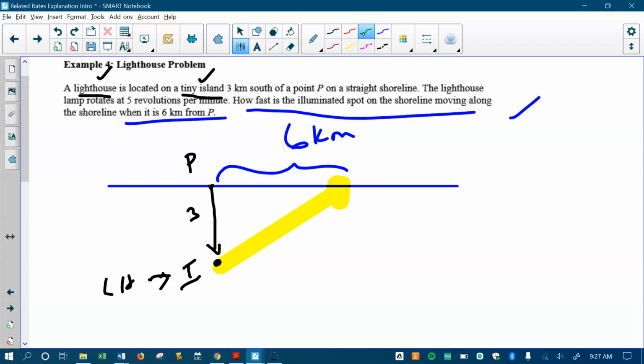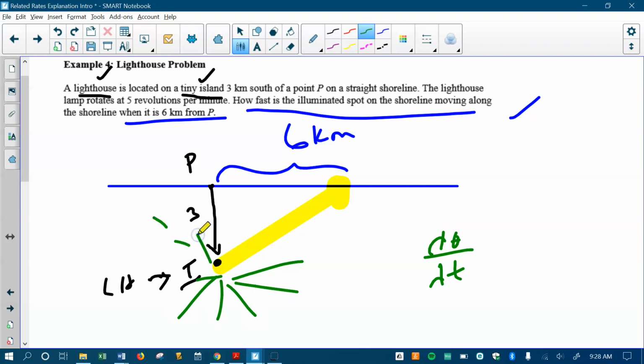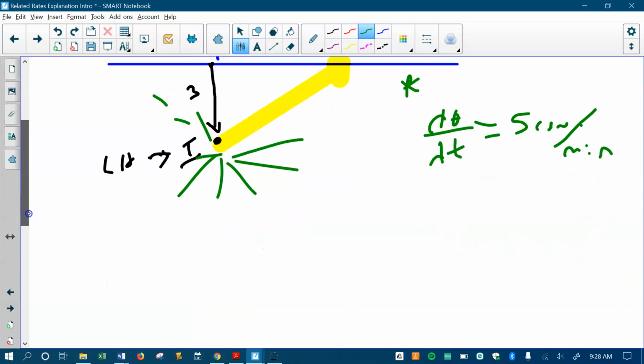The lighthouse lamp rotates at 5 revolutions per minute. If you didn't know that, I have all these lines drawn out, and that really looks like I'm making a circle, which means that there is this angle here that's always changing for the lighthouse. And the angle that it's changing at is going to be 5 revs per minute. Let's asterisk that and circle back to that afterward, because I'm still not really sure what that is.